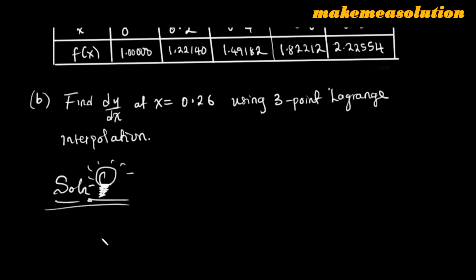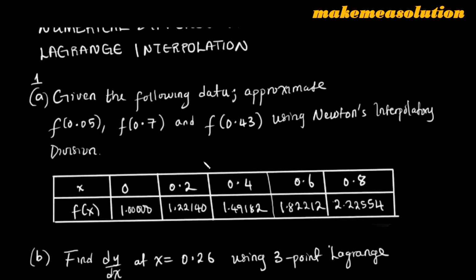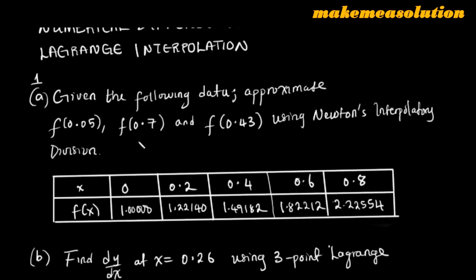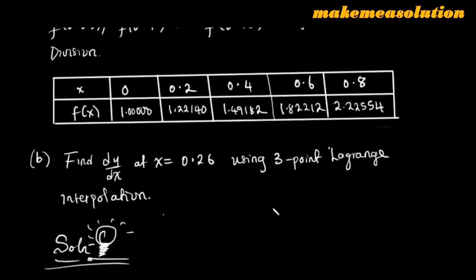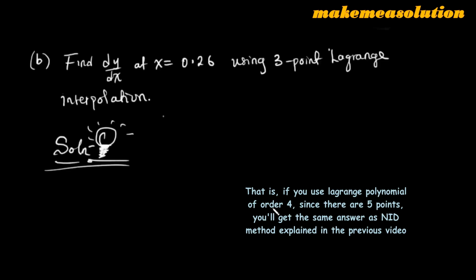Now, before I dive into the solution, permit me to give you a background for the benefit of those of you who do not really understand Lagrange interpolation. We can use Lagrange interpolation to interpolate for the values of this problem, just like we used Newton's interpolatory division. And if you use Lagrange interpolation and solve this problem for f of 0.05, f of 0.7, and f of 0.43, you're going to get approximately the same answers that you got when you used Newton's interpolatory division method. So the Lagrange interpolation is another excellent and accurate way of interpolating values.